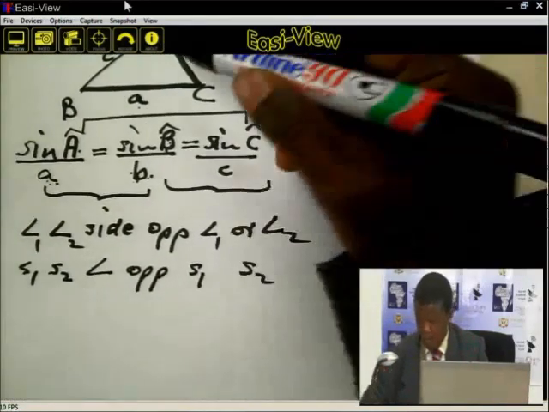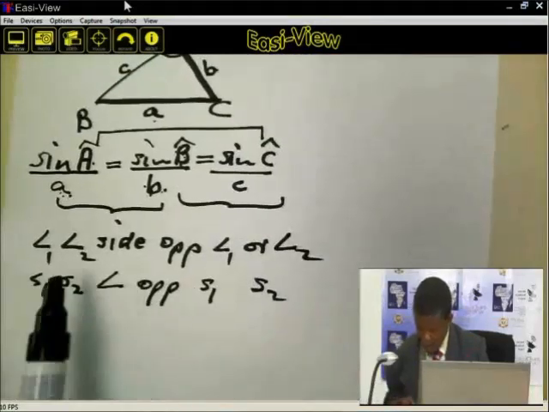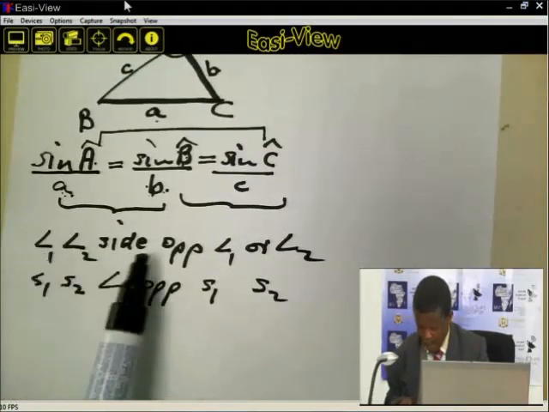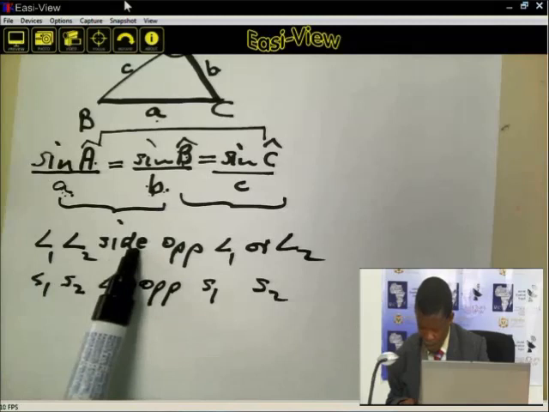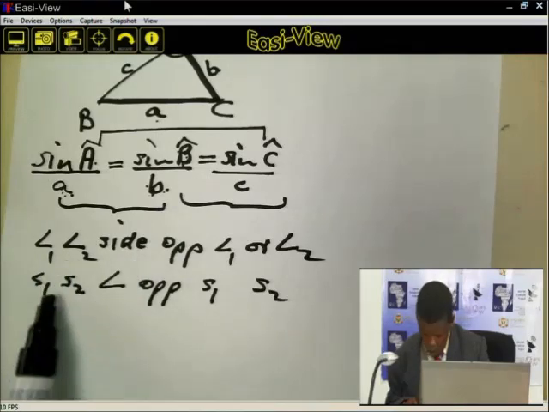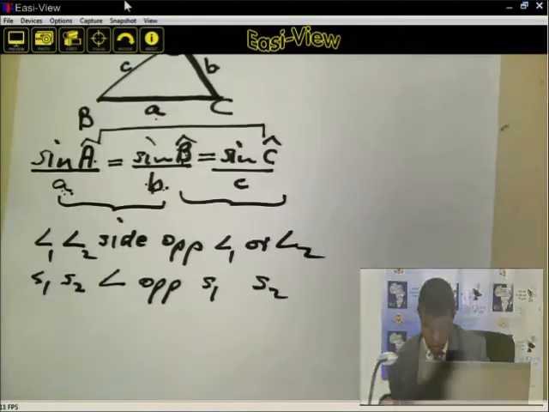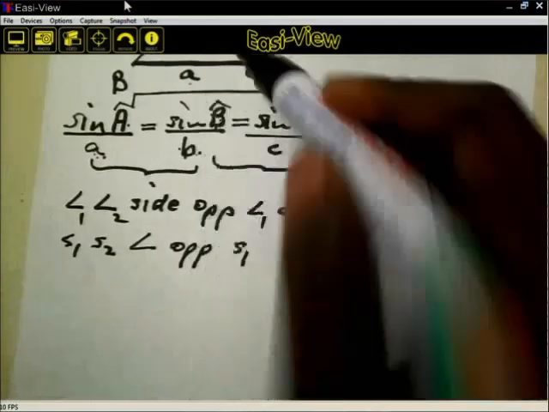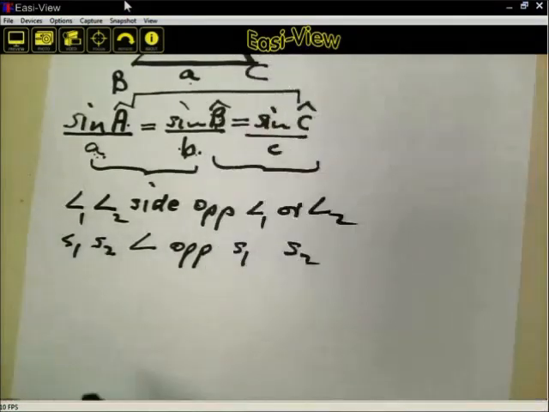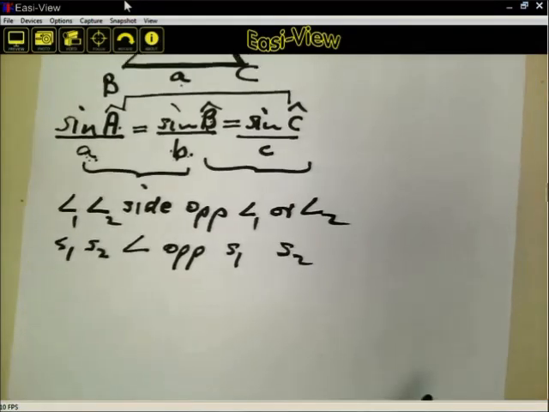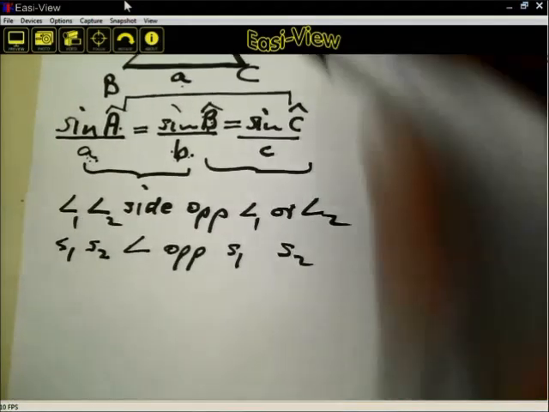Now, that is what the sine rule says. So you must have 2 angles and a side opposite one of the angles, or 2 sides and an angle opposite one of them. Then you can use the sine rule. What about the cosine rule? I'll use the same triangle.